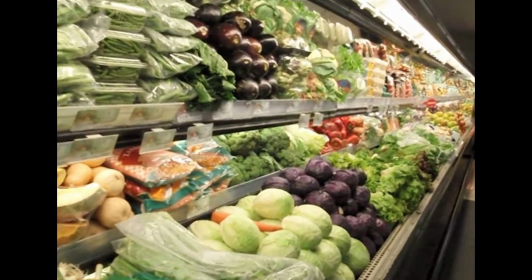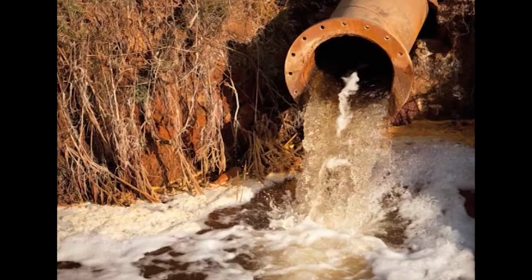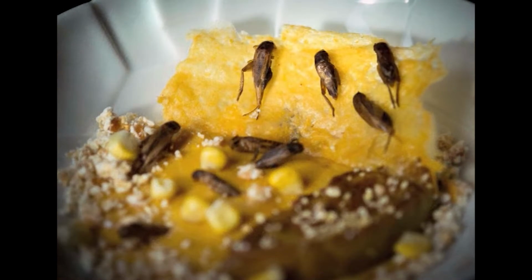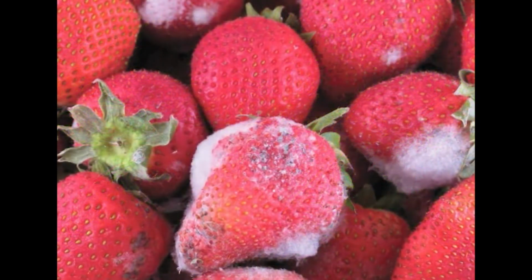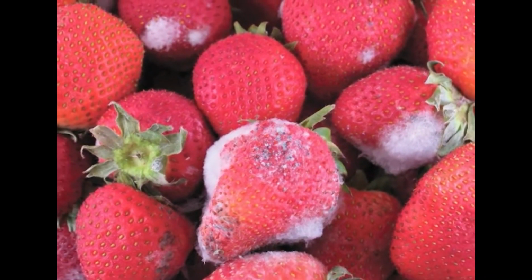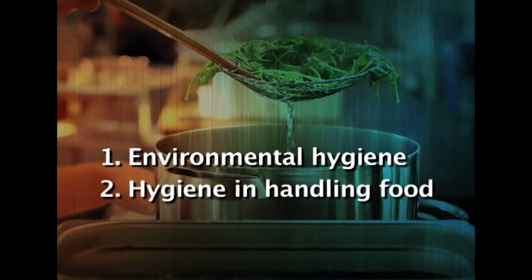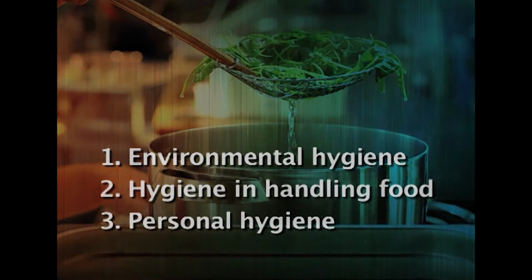It is always essential that the food service establishment should not be nearer to areas where drainage water accumulates, resulting in the development of different insects and microorganisms. These insects and microorganisms play an important role in causing the spoilage of the food materials. Hence, the three important aspects that should be considered are environmental hygiene, hygiene in handling of the foods, as well as personal hygiene. These three are the most important things.